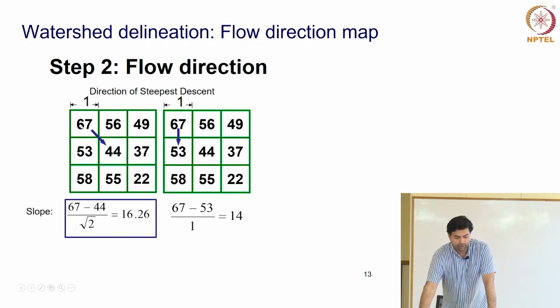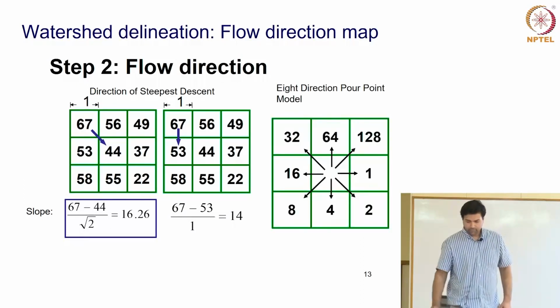If you want to compute the slope this way, you do 67 minus 53 divided by 1, where 1 is, let's say, 1 kilometer. It is a unit and it is uniform. From this midpoint to this midpoint it's about 1, and so you get a slope of 14. Whereas if you go diagonally, you have to divide by the square root of 2, because in this case it is symmetric, and you get a slope. Similarly, you compute the slope in different directions and then you pick the steepest slope. The steepest slope will give you the direction of water.